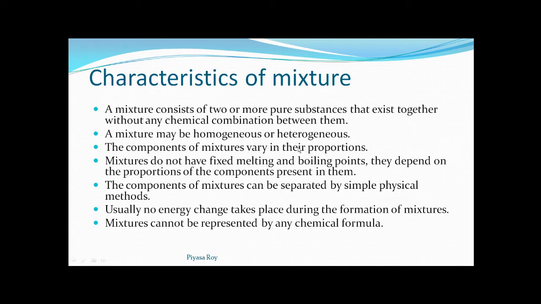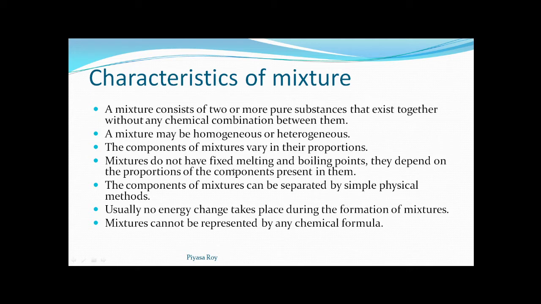There will be no fixed proportion for the mixtures. Like if we make a salt solution or sugar solution in water, we can mix one spoonful of sugar or salt, or we can make it two spoonfuls of sugar or salt. That means the proportions may vary.